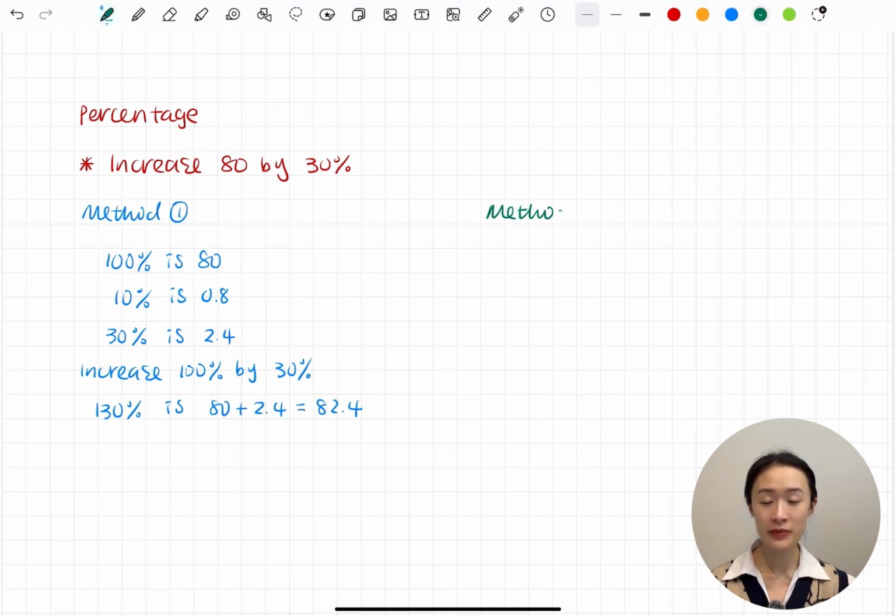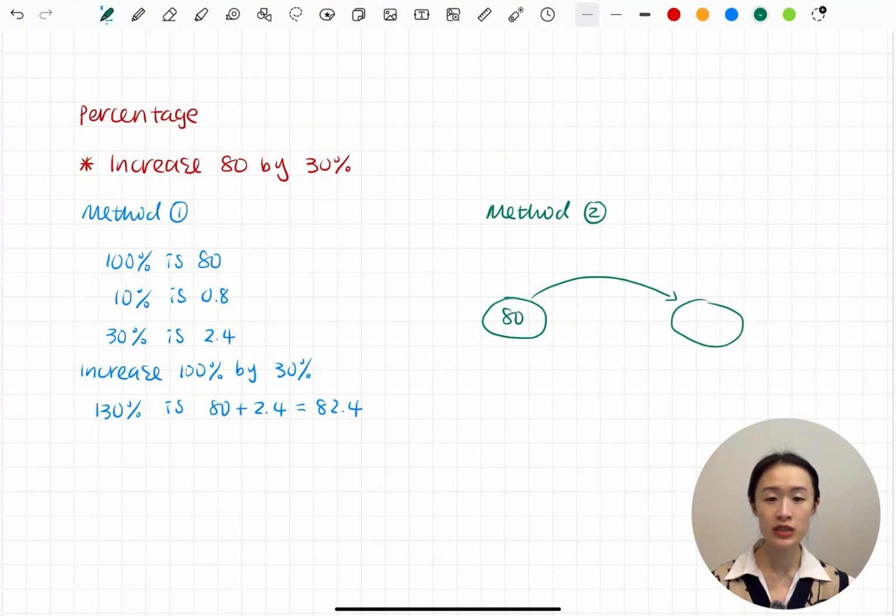There is actually an easier method. So 80 is the starting point, increasing by 30%. So 100 increased by 30%, that will be 130%, which is 1.3 as a decimal. So if we do 80 times 1.3, we'll get the same answer. And this is much easier than method 1. Let's move on to the next question.